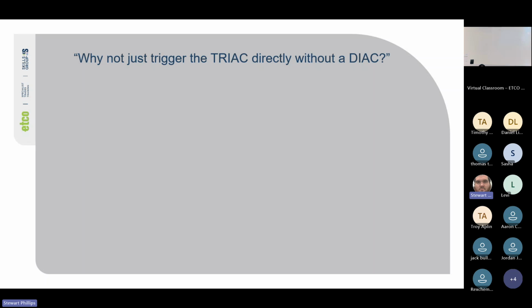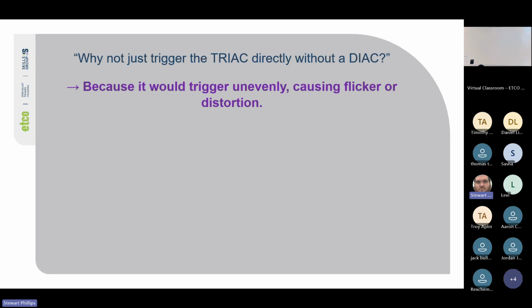Okay, so a couple answers there. Let the sine wave build up, the current and voltage might be out of phase. Just inrush current. Yep, they do work together in cohesion. So basically, without the diac and its set voltage conditions, the triac would trigger unevenly, causing flicker or distortion of the sine wave.